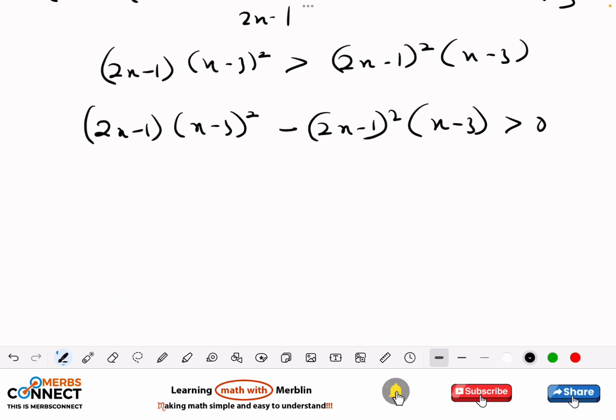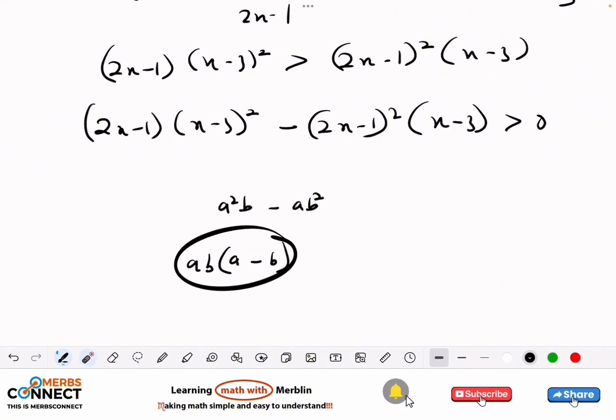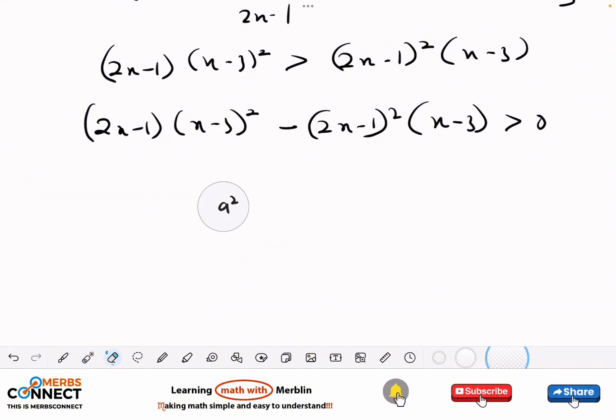Now look at this. If I have a squared b minus, let's say, a b squared, right? I can see that I have a here, I have a here. So I can factor a out. I have b, I have b, I can factor b out. And here when I factor a out, it will be left with a. When I factor b out, nothing will be left. When I factor a out here, nothing will be left but it will be this, so that I'll have this form. So that's what we can see from this up here.